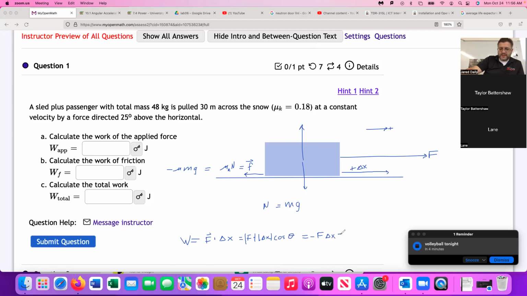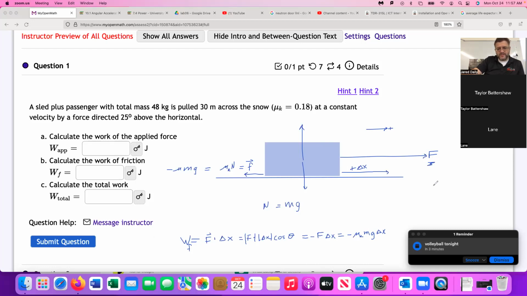Now your force in this case is your friction, so it's negative mu K times the normal force, which is equal to M times G. And in this case, G is just going to be 9.8, not negative 9.8. And then your delta X, whatever the distance is they give you, you plug in there too. So that would be your work done by friction. The work done by the applied force is the same thing, but it's just this force multiplied by delta X, whatever this force is.